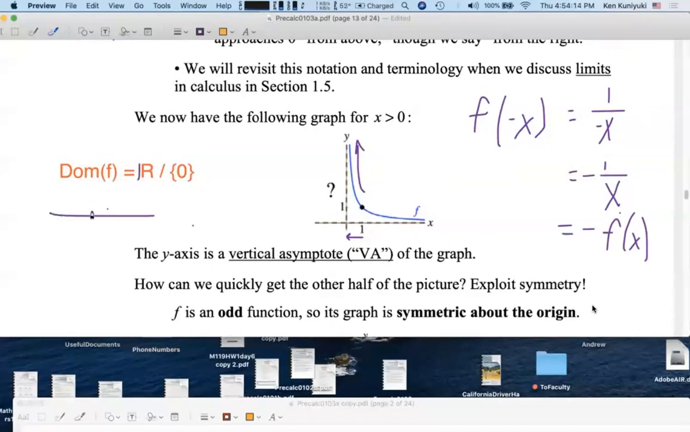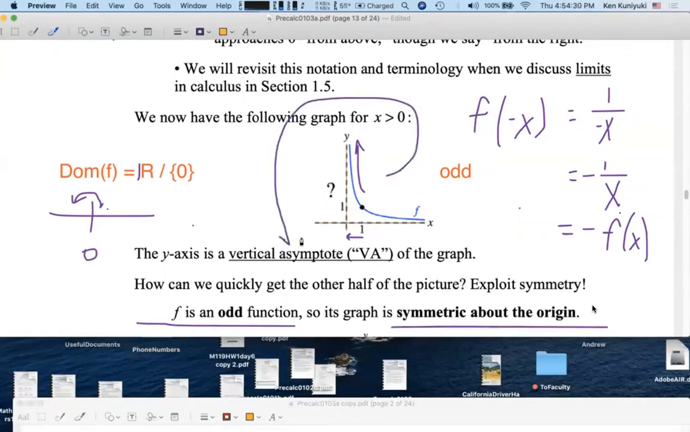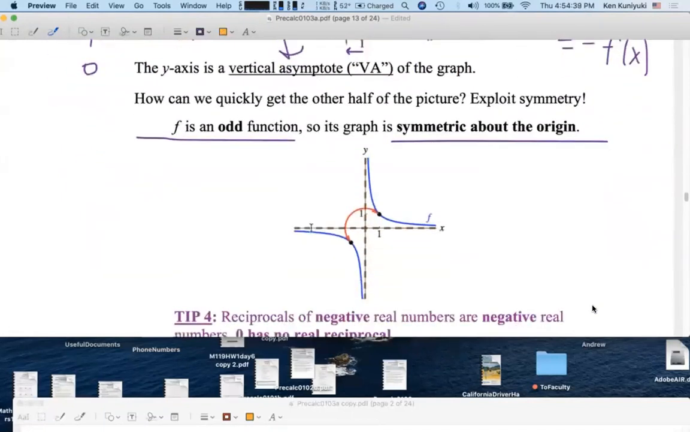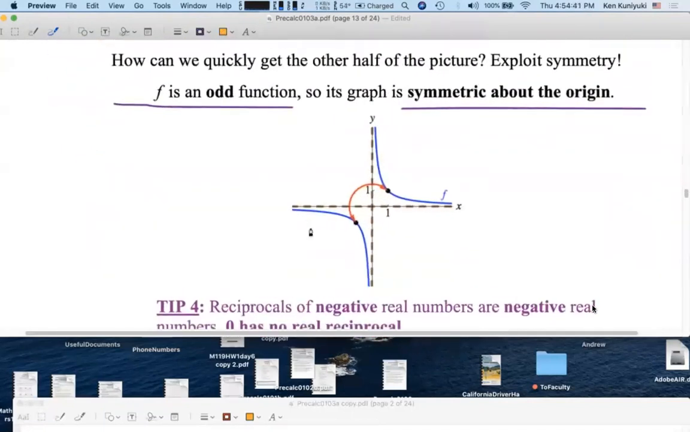So the domain is symmetric about 0. What am I getting at? This reciprocal function is what kind of function? It is odd, which means that the graph is symmetric about the what? It's symmetric about the origin, which means that we have this graph in quadrants 1 and what other quadrant? Quadrant 3, which makes sense because, for example, the reciprocal of 1 is positive 1, but the reciprocal of negative 1 is negative 1.